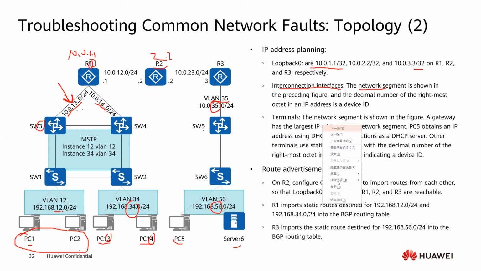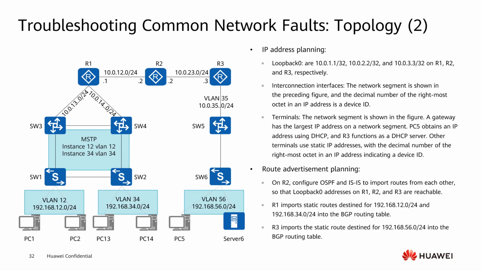Okay, we can see the IP address configured for the terminals. For PC5, PC5 obtains its IP address using DHCP. That means PC5 is using DHCP to get the IP address. And R3 functions as a DHCP server. Here R3 is the DHCP server.